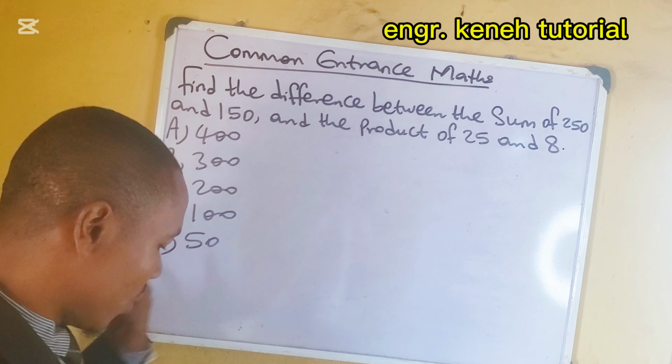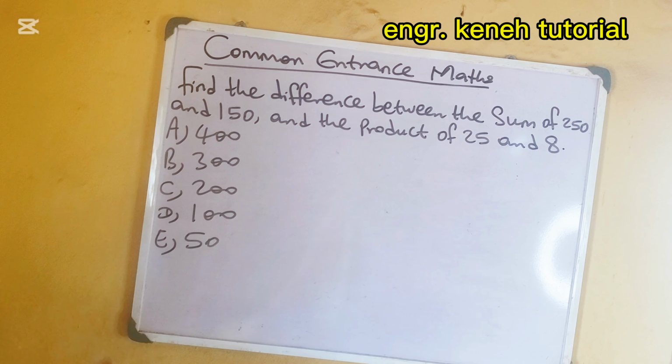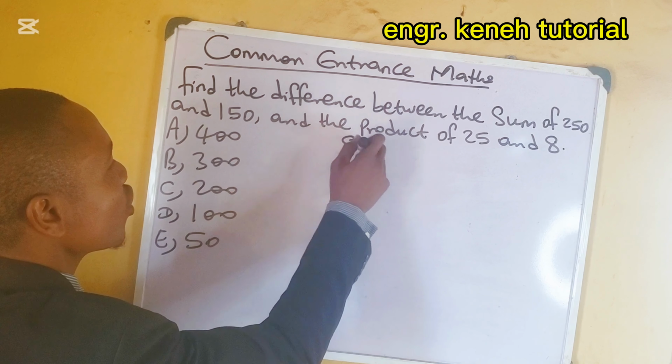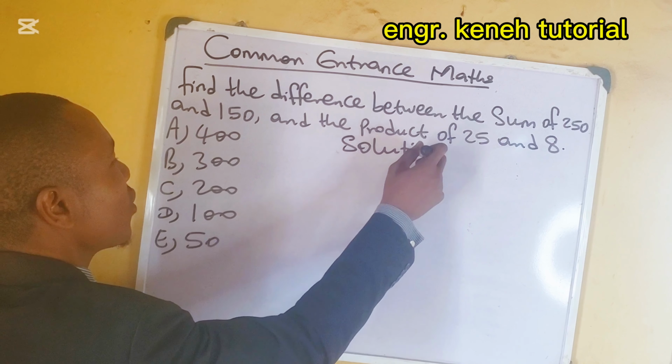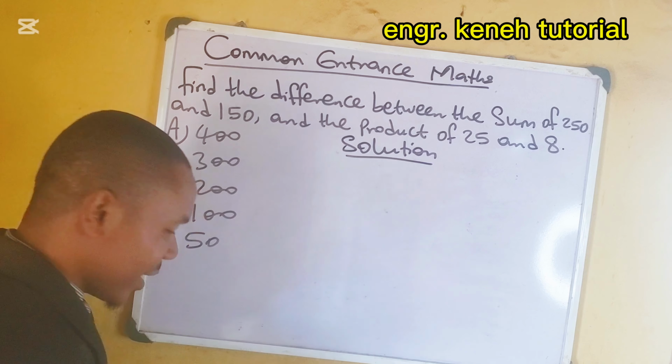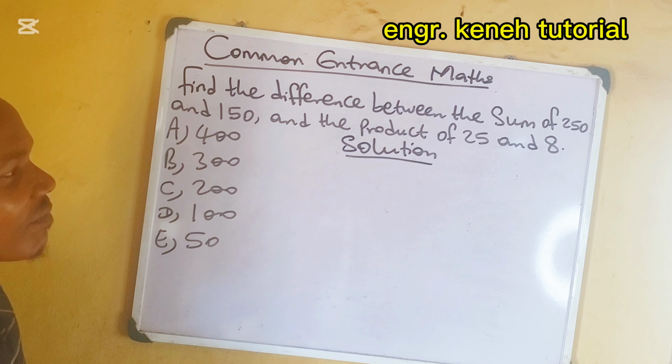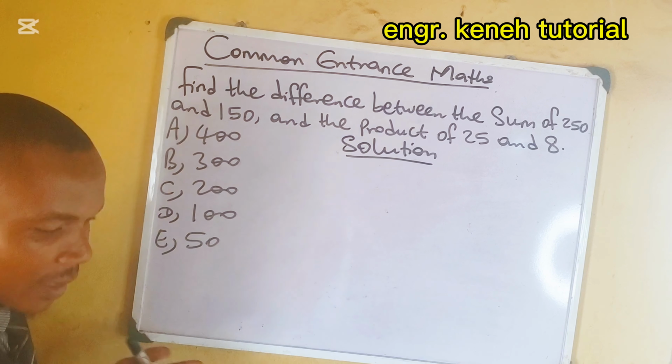All right, we have the question. The question says, find the difference between the sum of 250 and 150 and the product of 25 and 8. All right, so we have a solution like this. I know that some people, when they have a problem like this, will become confused. Difference between the sum of this and that, whatever.